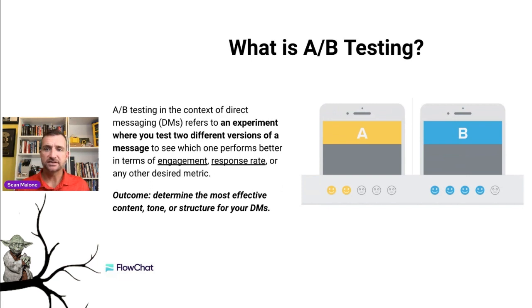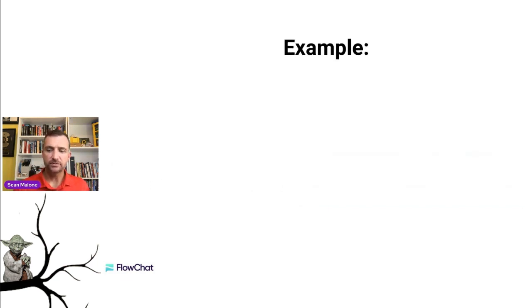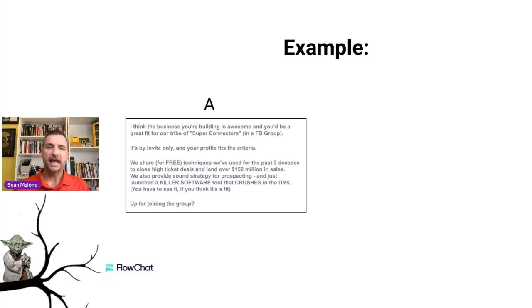Well, Sean, that's awesome. How on earth do you do this in the DMs? Very simply, I'm going to share an example with you. We have version A. I'm going to read it out so you know exactly what it says. Read it with me. This is an initial outreach message in a cold market to get somebody to come and join your Facebook group. This is actually one that we tested live, so this is a real example with real numbers that you can see.